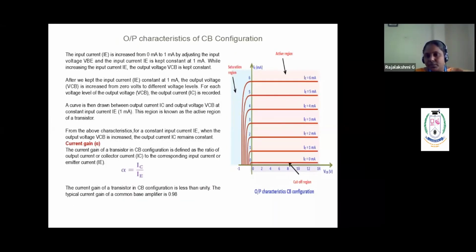Look at the curve. You are going to increase VCB and note down the IC current. One more thing we have to do is make the input current constant at that point of time. That is the IE current we collected there.